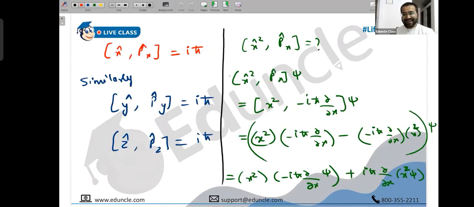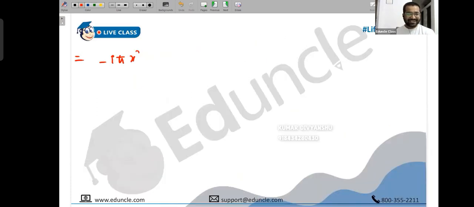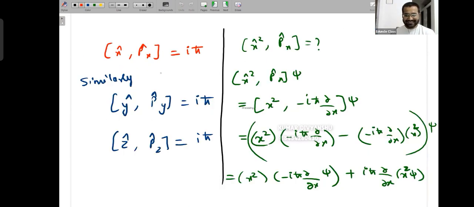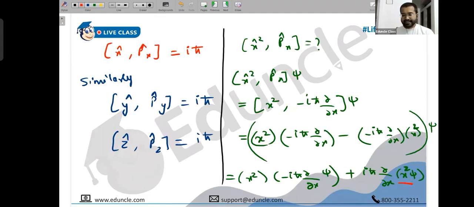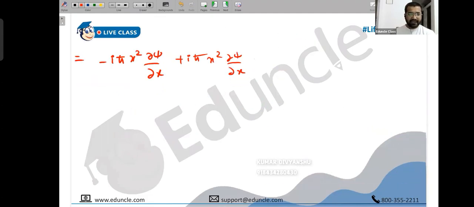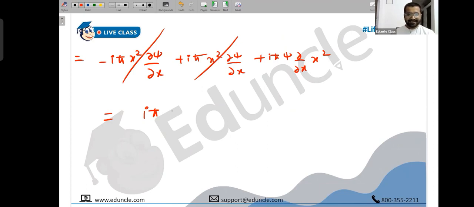So what do we have? Minus i h squared x squared into d psi by dx. Plus i h squared into, first constant derivative of second, second constant derivative of first. So x squared constant derivative of psi, you have i h squared, don't forget that. Then psi constant derivative of x squared. These two terms are getting cancelled. So i h squared psi derivative of x squared, that's 2x, so I can write this as 2i h squared x psi.